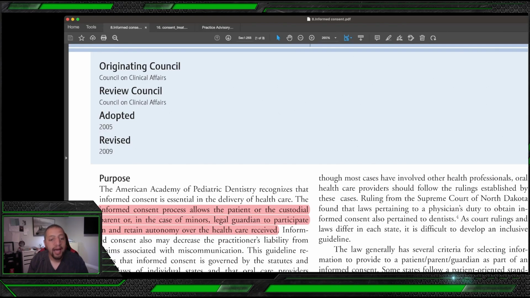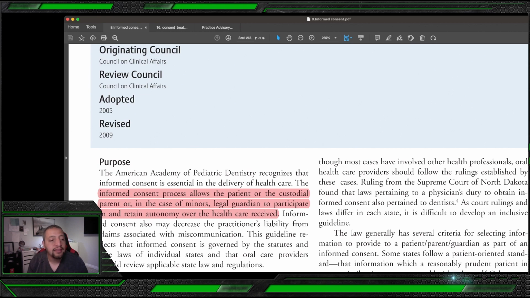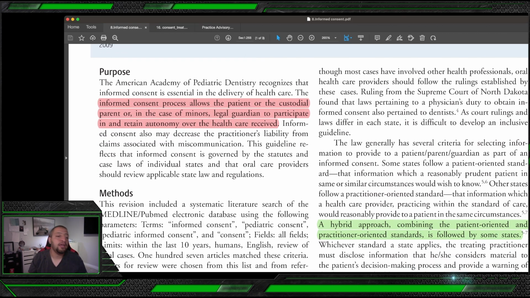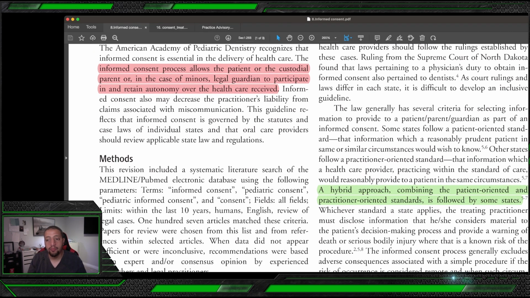Okay, so the informed consent process allows the patient, or the custodial parents, or in the case of minors the legal guardian, to participate and retain autonomy over the health care received. So it's not like you are going to do treatment for a patient without explaining to him. You need to explain everything to the patient, and if the patient is a minor, you need to explain it to his parents or legal guardian coming with him.